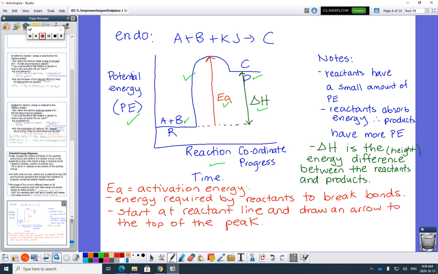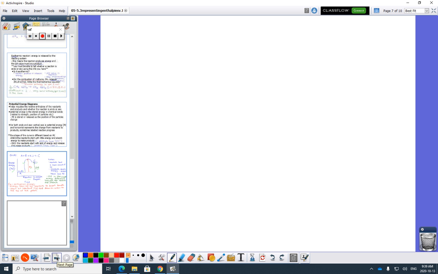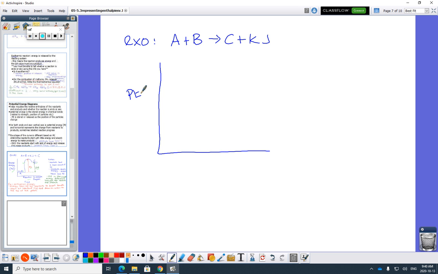All right, so let's do EXO. Okay, so now the energy is a product, or the delta H value is negative, or it says release. Okay, so all those things are the same. Actually, I'll write reactants and products. Let's see.